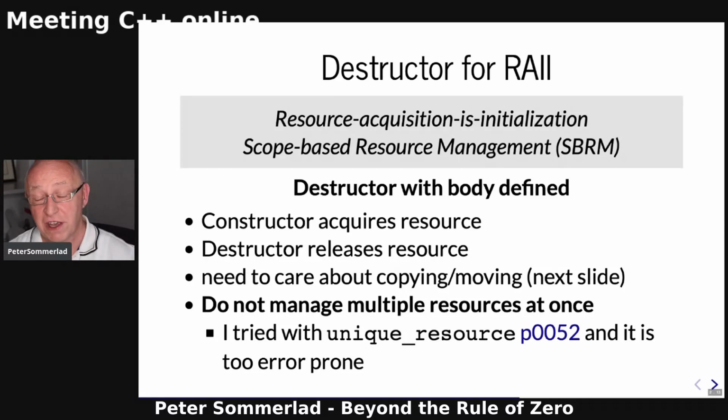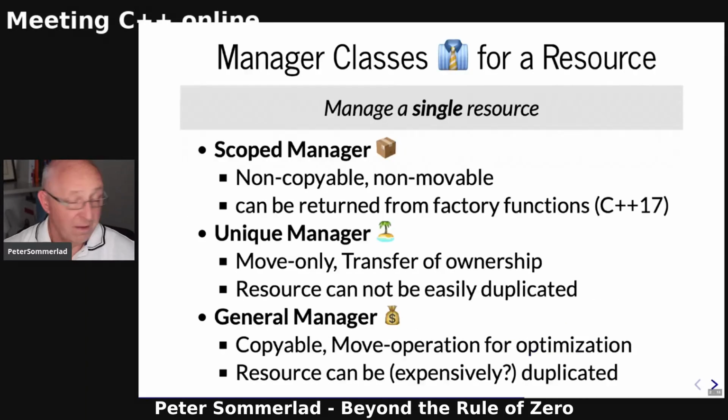So it's much better, if you have multiple resources to manage, to write an RAII wrapper for each of them, and then combine them in a class that is a rule of zero class in the end. Now, if you manage a single resource, as I already said, there are three options for how to manage that resource, from simpler to more advanced. The simplest one is a scope manager.